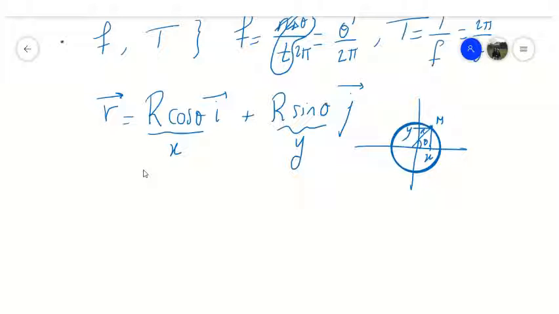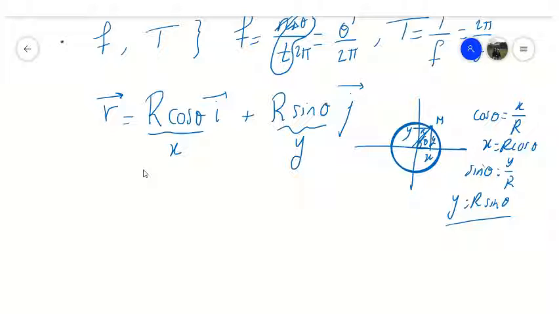So x will be r cosine theta and y will be r sine theta, since cosine theta is adjacent, which is x, over hypotenuse. The hypotenuse here is r, so x will be r cosine theta. Well, y will be, if we use sine theta, it is the opposite, which is y, over r. The hypotenuse is r, then y will be r sine theta.